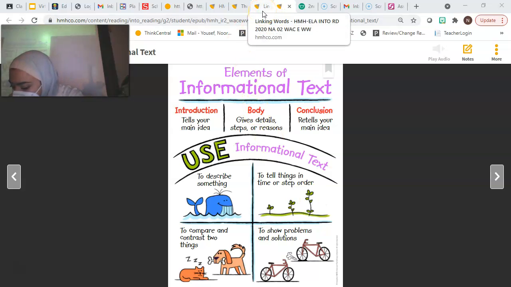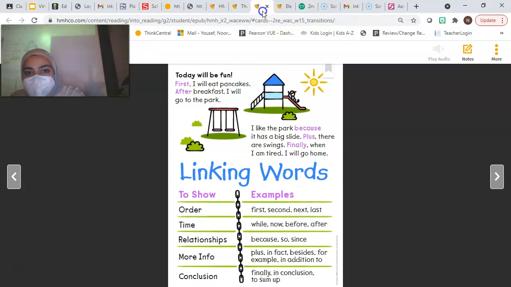Okay, let's move on to where it says linking words. Today, linking words are words that show order. So it says, first, I will eat pancakes. After breakfast, I will go to the park. Those are the words that I always tell you. When you find them in a story, you know the story is written in what order? Chronological order. I like the park because it has big slides. Plus, there are swings. Finally, I am tired. I will go home. All right, linking words.